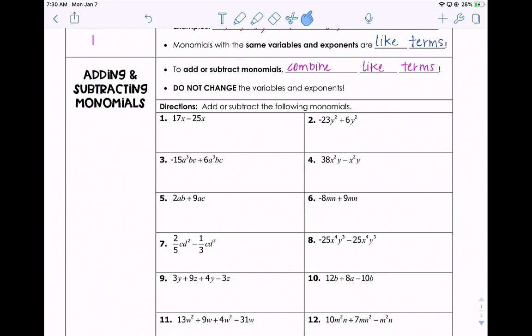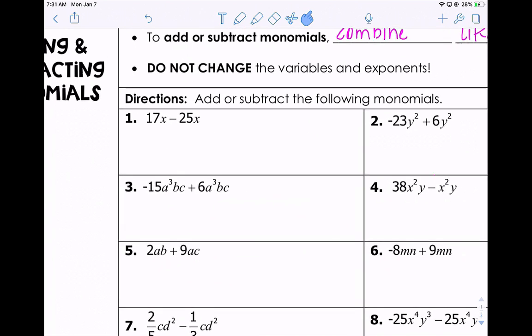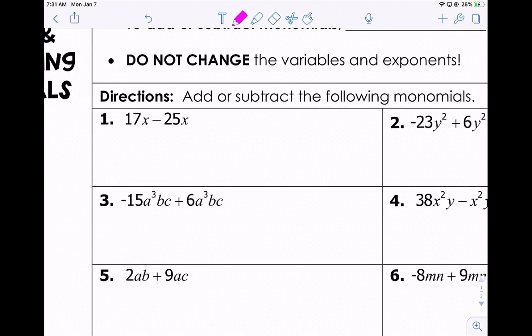Okay, so starting with number 1, we have 17x minus 25x. So the first thing we need to know is, are they like terms? We know they are like terms because they both have a variable x. So this one has an x, this one has an x, those are like terms. So all we do is 17 minus 25. So when you do that, you get negative 8. 17 minus 25 would be negative 8. And we leave the variable exactly how it is. So this would simplify to negative 8x. And that is it. We are done.